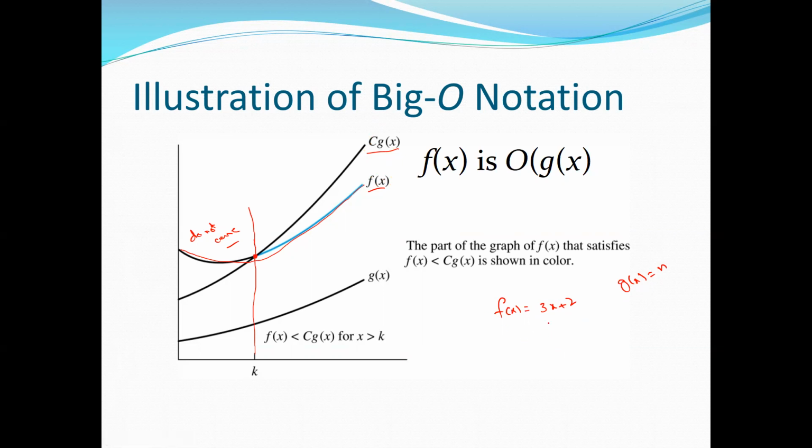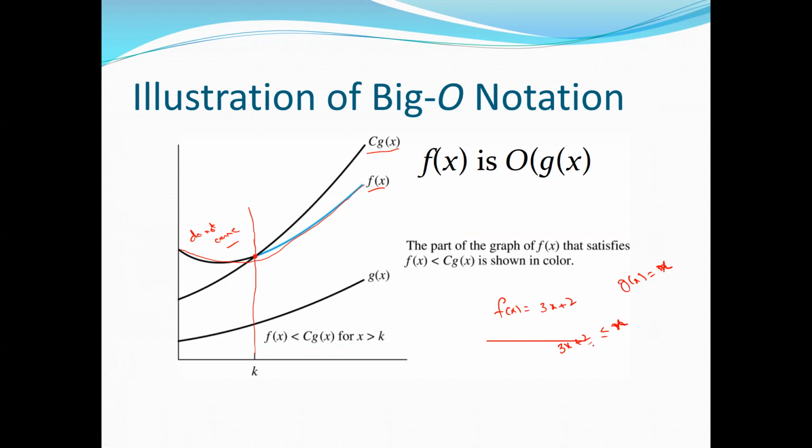Based on this inequality, what I can say is 3x plus 2 is less than or equal to g of x, based on the inequality that we formed in the previous slide. Let me call g of x as x as well, in order to have the same variable. So 3x plus 2 is less than or equal to x. Clear?